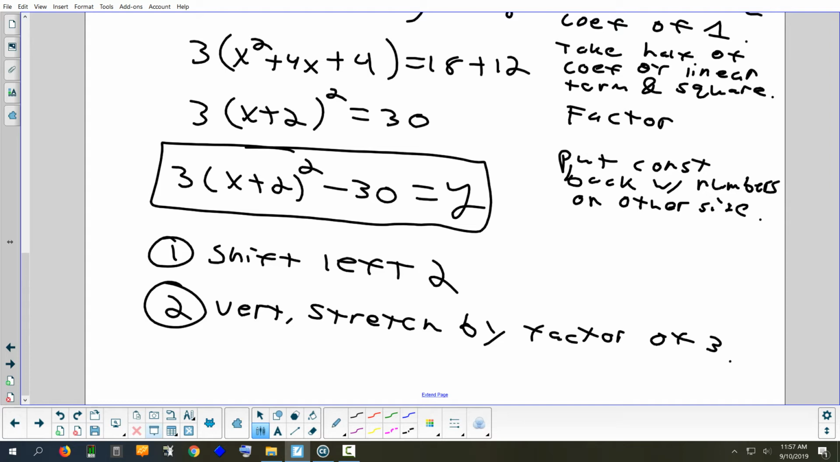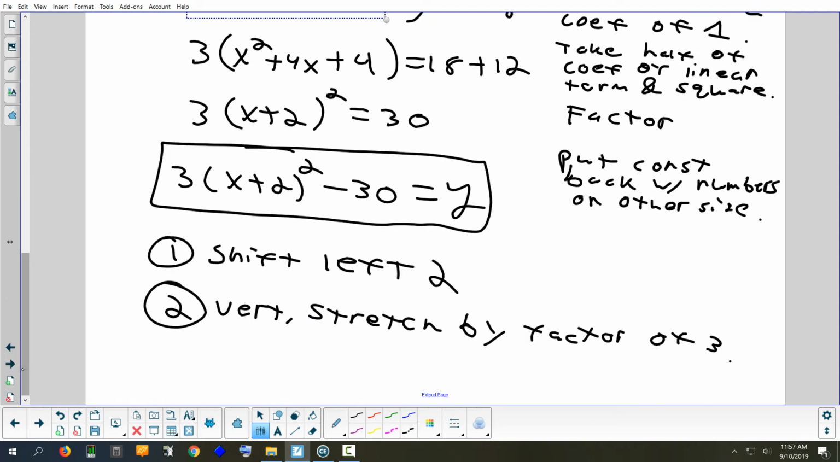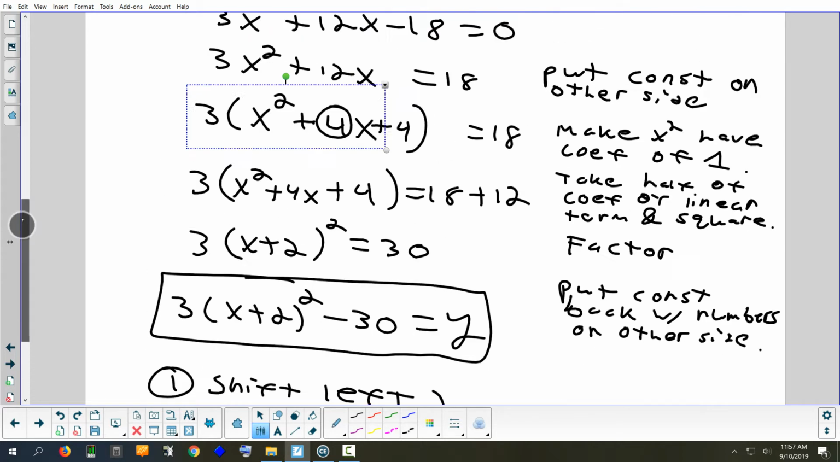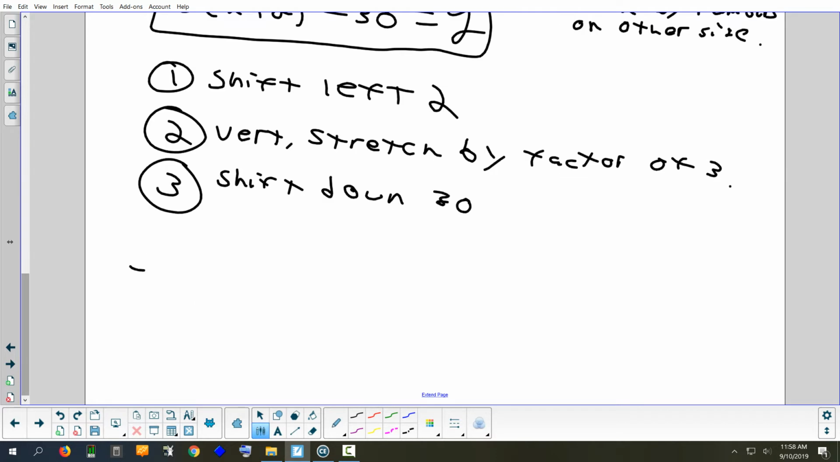Which you could kind of tell right away, even after the first step. So you can kind of figure that one out. And then last step: shift down 30. Did they ask for the vertex? No, but what is the vertex though? Left 2, down 30: -2, -30.